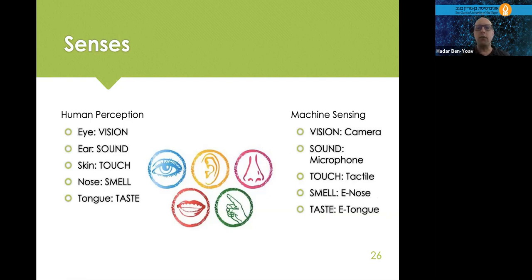So any questions so far on the general level of this kind of multi-sensor arrays? Okay.